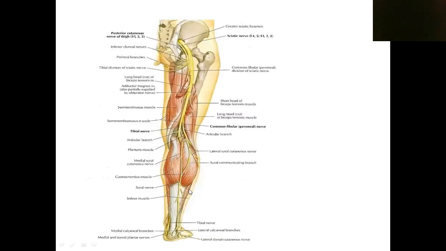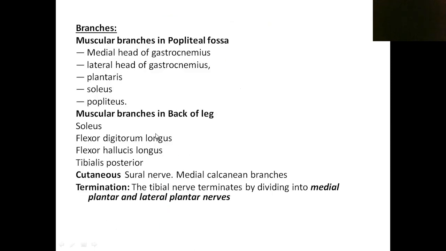Okay, these are the superficial muscles of the leg, the posterior compartment of the leg. Now, there we are having the deep muscles in the posterior compartment of the leg. What are the deep muscles? See, flexor digitorum longus, flexor hallucis longus, and the tibialis posterior.